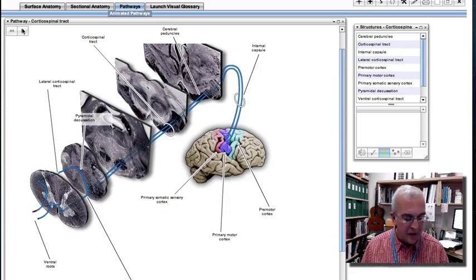All right, so I'll probably play this a few more times just because I sort of like the sound of that little synaptic connection.